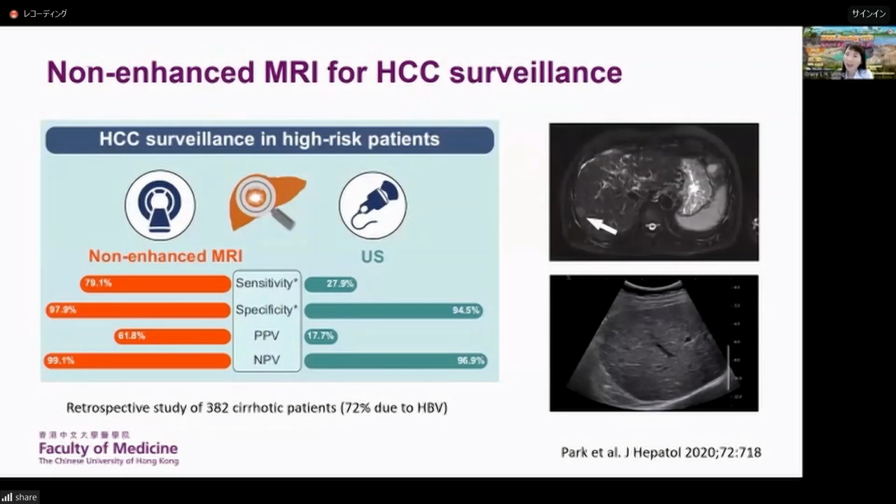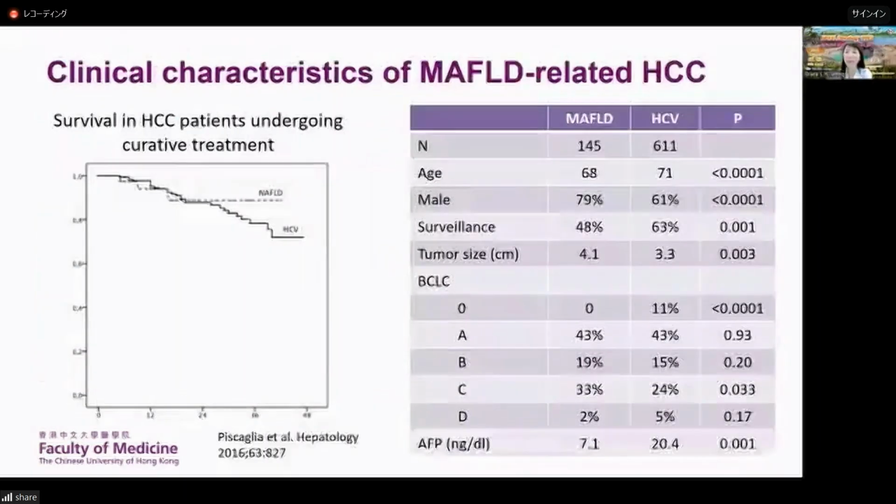Okay, we may use something more sensitive like non-enhanced MRI, which has very high sensitivity, much higher than ultrasound, 79% compared to less than 30%. Again, very high PPV and NPV. But I would believe that availability is an issue, because whether your center has an MR machine available to do surveillance is another thing. But because it's non-enhanced, there's no risk of contrast allergy or contrast-related nephropathy.